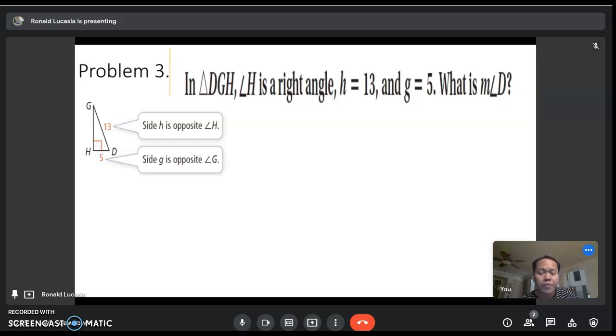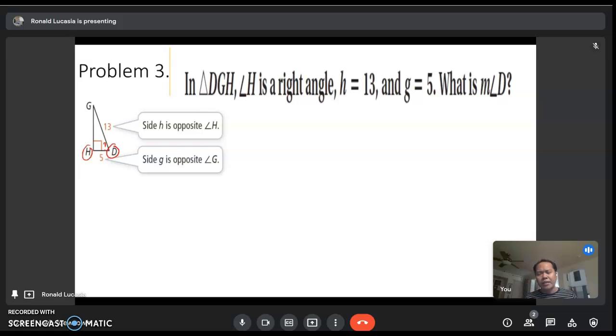So we can also use those trigonometric ratios in finding the required angle. Say in example number 3, in triangle DGH, angle H is a right angle. This is angle H, and the hypotenuse is 13. And then the side opposite of angle G is equal to 5. What is the measure of angle D? So we're looking for this angle, specifically this angle.